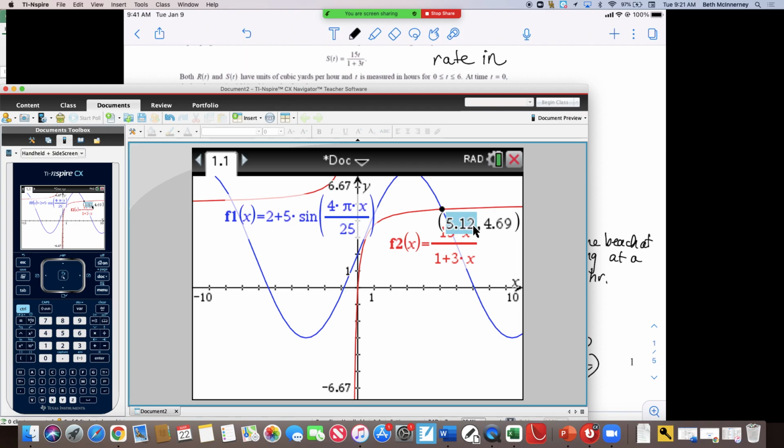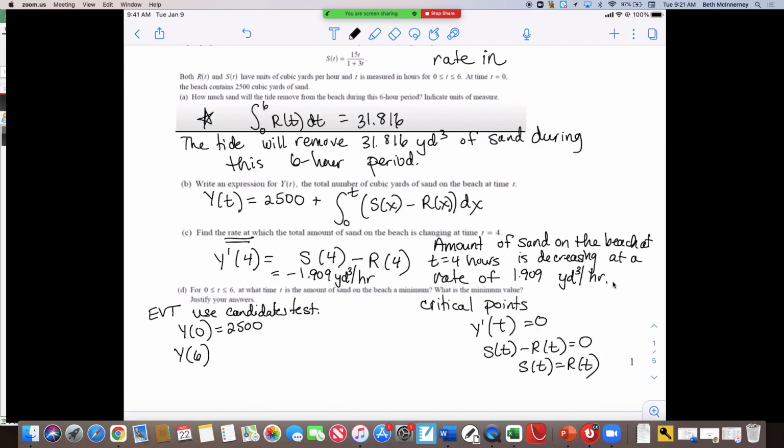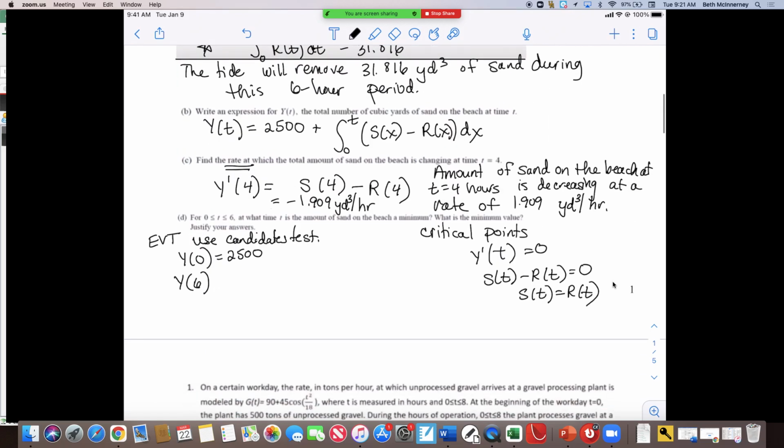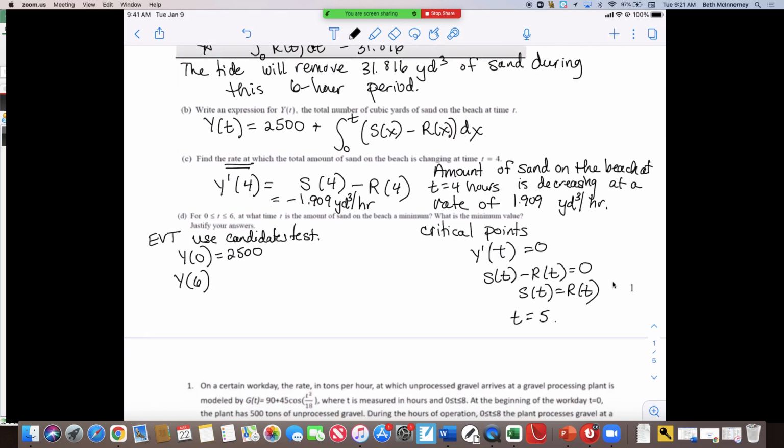Does yours go further than that? I don't know if I have mine rounded, because on mine I had 5.1179. Do you? Okay, cool. Yeah, okay. So then I've got a critical point that this is occurring at 5.1179. And remember, decimals need to go at least 3 places. You can go further, that is fine. So then on my candidates test, I check my endpoints and any relative extrema.